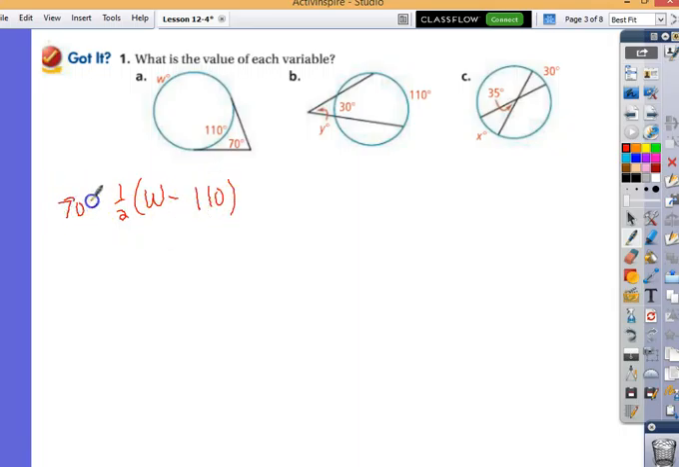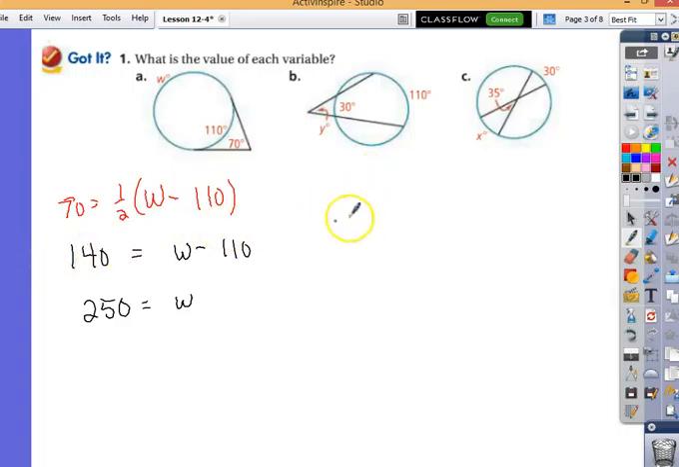It's going to equal half the angle. So Jackson, what do you think I should do first here? You would multiply by 2. Yeah. So that's going to give us 140 is equal to W minus 110. And then what do you do with the 110? Add it to both sides. So 250 degrees is going to equal the measure of arc W. Everybody get that one okay?